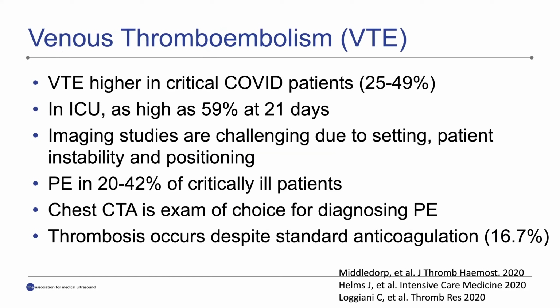Venous thromboembolism is seen in a higher percentage in those really critically sick COVID patients, up to 49%. Patients who are in the ICU have an even higher percentage of VTE, up to 59% at 3 weeks of hospitalization. And as you know, imaging studies can be very challenging in these patients due to their setting.